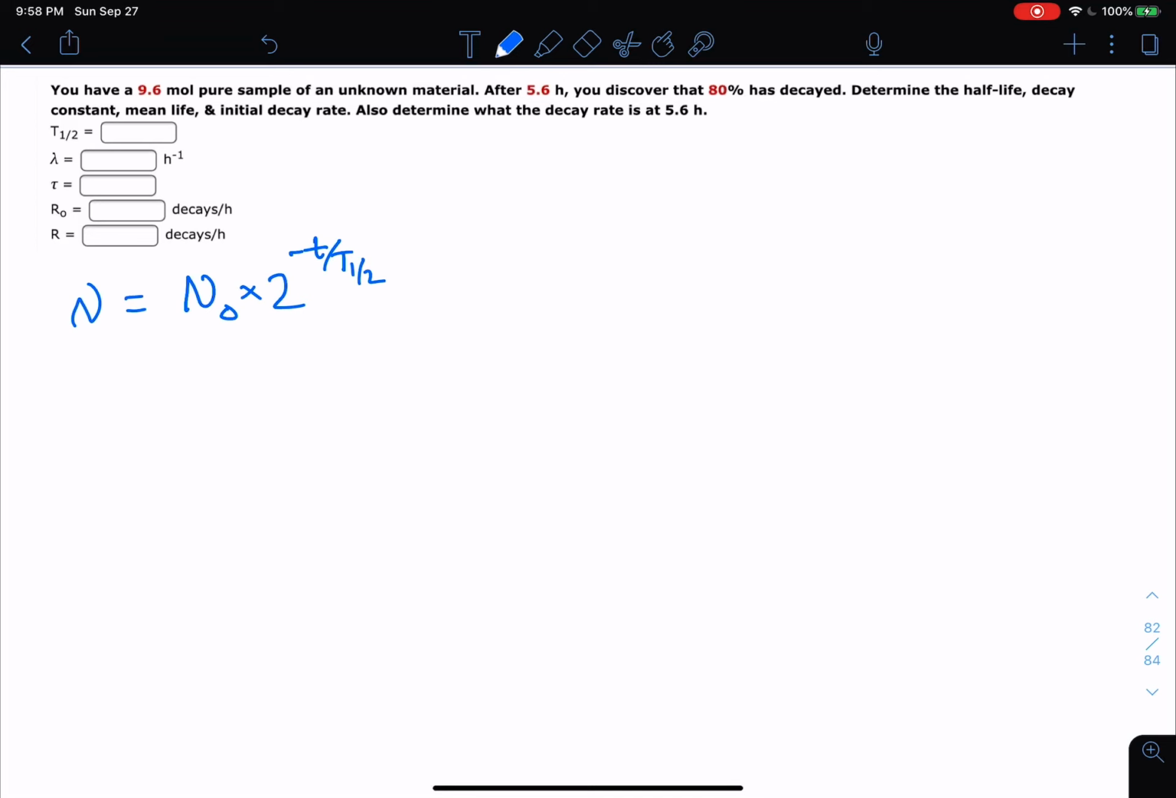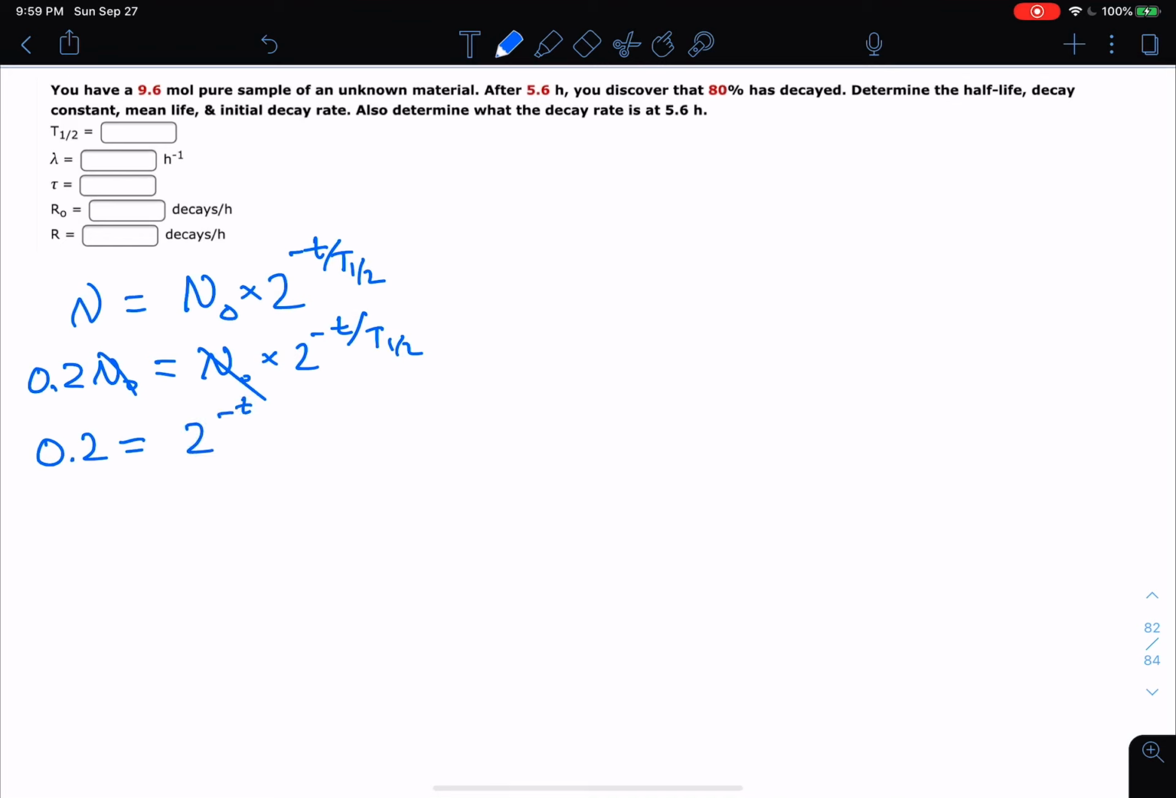So first off, we're told that 80% has decayed. That means only 20% remains. So this N in here is really 0.2 N naught. Only 20% remains. It's going to equal N naught times 2 to the negative t over my half-life. So the N naughts are going to cancel, and I'm going to have 0.2 equals 2 to the negative t over the half-life.